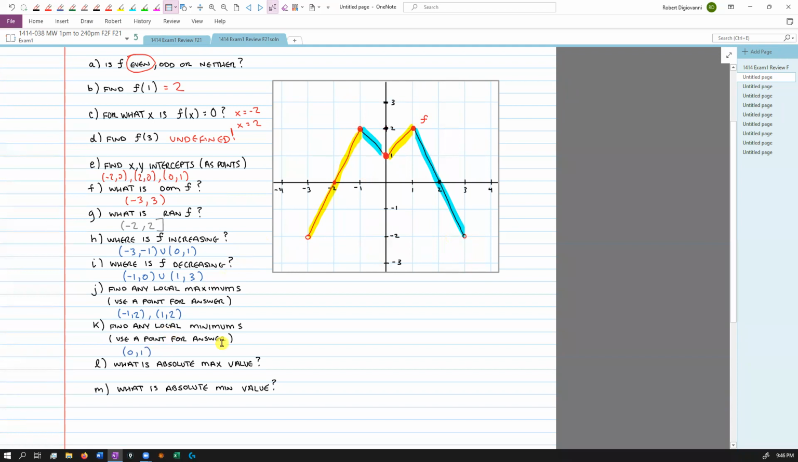Now the absolute maximum value is the highest value this function ever gets to, which is 2. Okay, the highest value is 2. It actually reaches 2. Now, absolute minimum, there is no absolute minimum because -2, I actually never get to it, right? I get really close to -2 without actually getting there. And there's no way for me to actually say that. So I'm just going to say no absolute minimum.